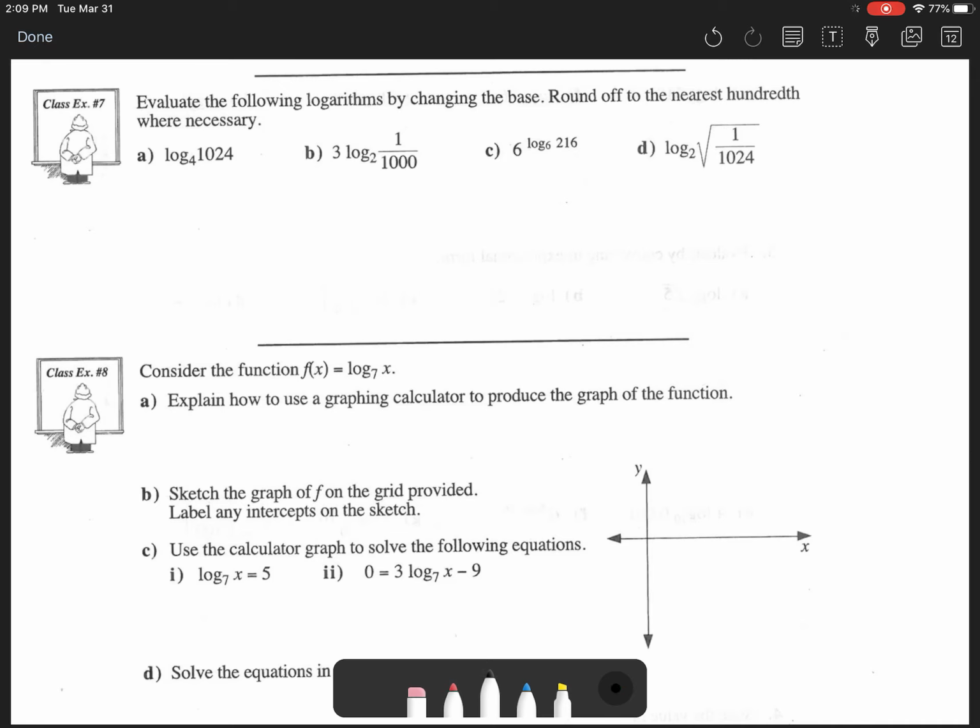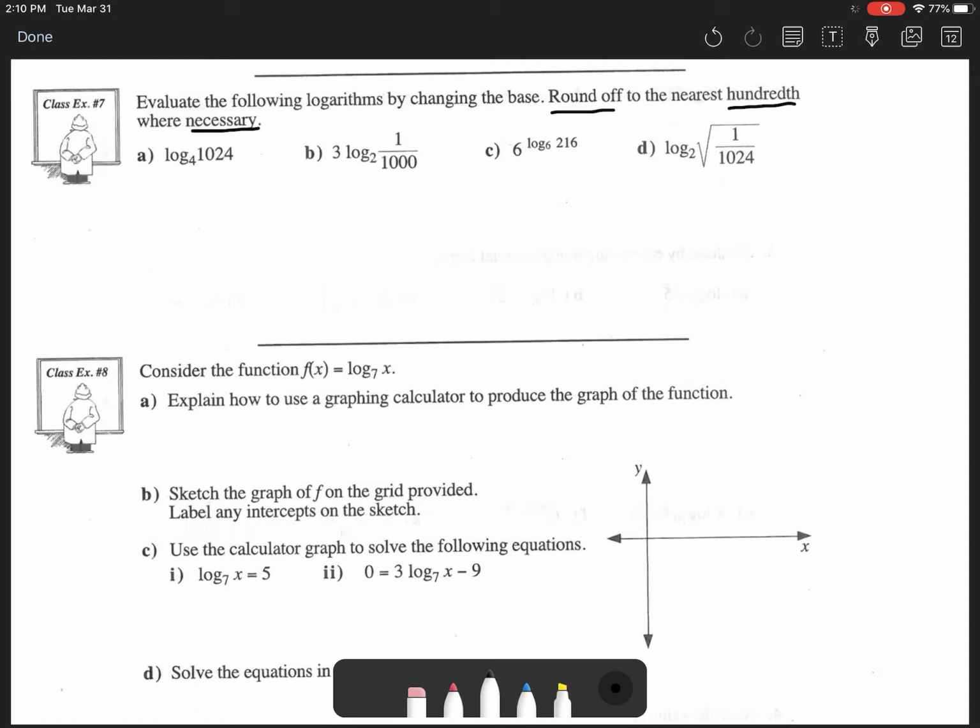Moving on, evaluate the following logarithms by changing the base. Round off to the nearest hundredth, so 2 decimal places. And again, when we read carefully, where necessary means that if I don't have to, then I don't have to round to 2 decimal places. If they wouldn't have used the phrase "where necessary," then all my answers would have to be to 2 decimal places. But because of that last little phrase, if it's a perfect whole number, then there is no rounding that needs to be done.